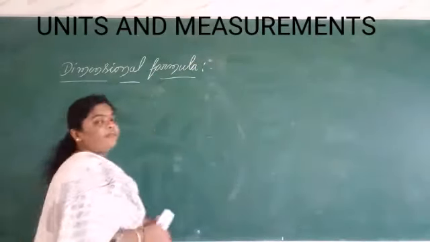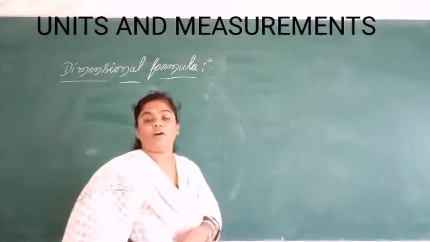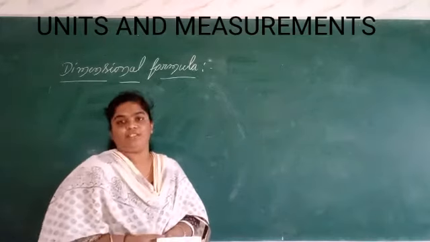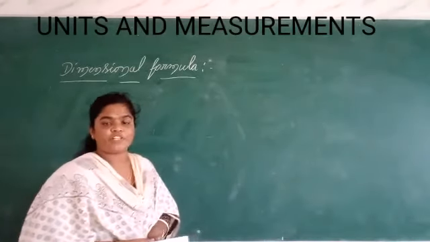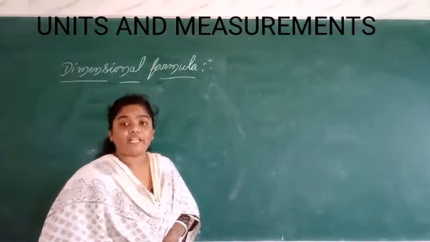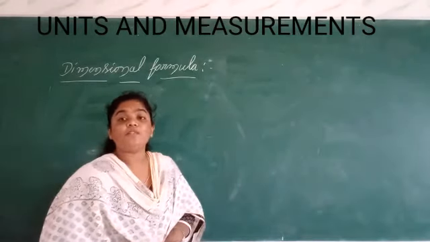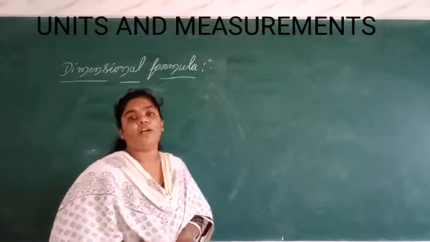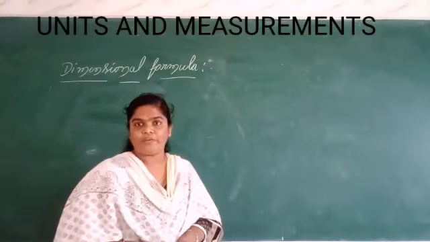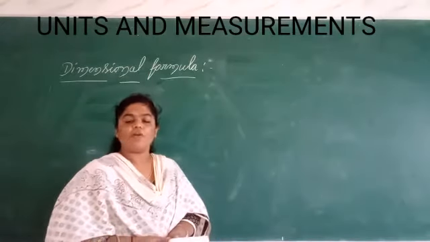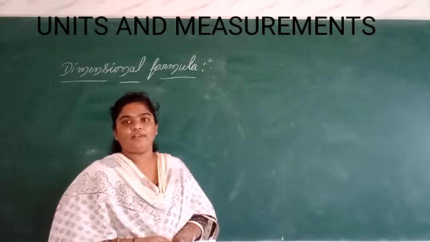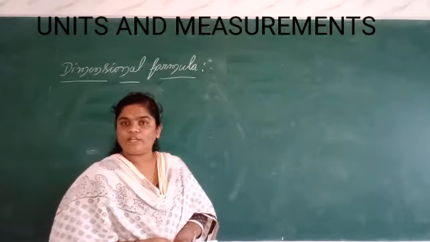So what is meant by the dimensional formula? See here, an expression in which the physical quantities are represented in terms of fundamental physical quantities. So we saw some examples of derived physical quantities: velocity, speed, density, acceleration. So these are all the derived physical quantities.